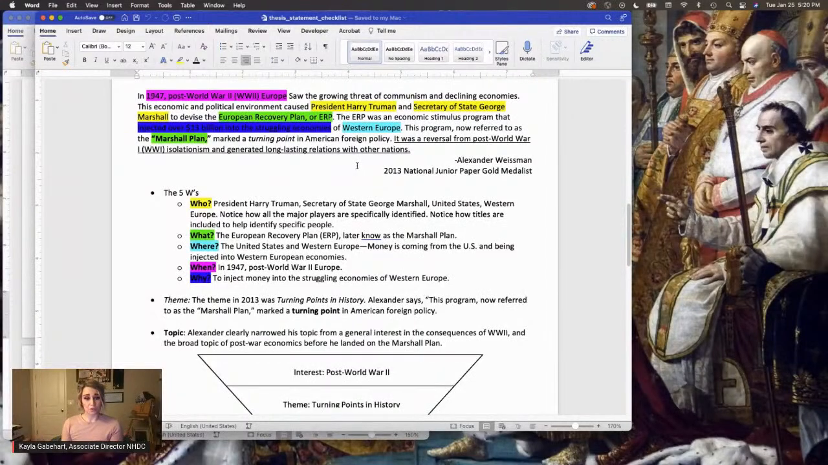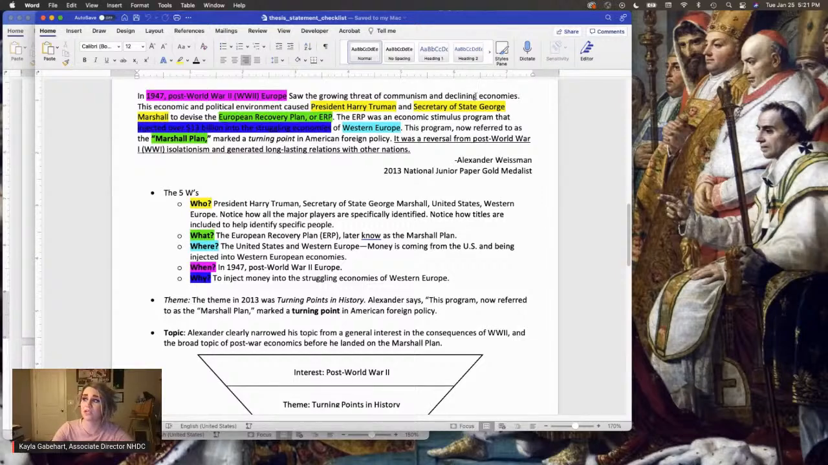Now you can see how this would be a roadmap for the rest of his project, right? So in his background section, for instance, he's probably going to need to address World War II and some contextual elements. He's going to need to address President Harry Truman, Secretary of State George Marshall. He's going to need to address Western Europe and why they were struggling so badly after World War II. In the conclusion section, he's going to want to talk more about World War I isolationism and what that means and what it means to end it. He's also going to have to talk about why we care about these long-lasting relations with other nations and what that means to us today and how we think about our relationships with those other nations.